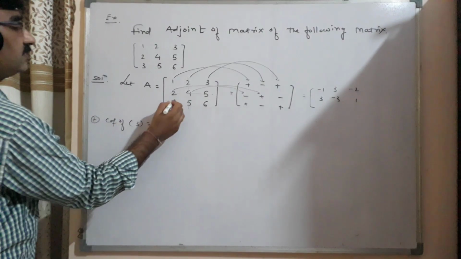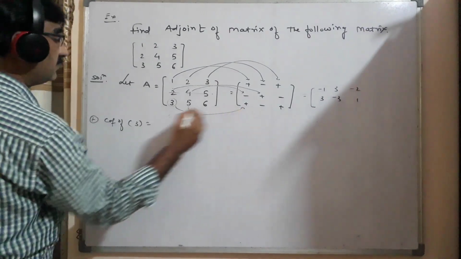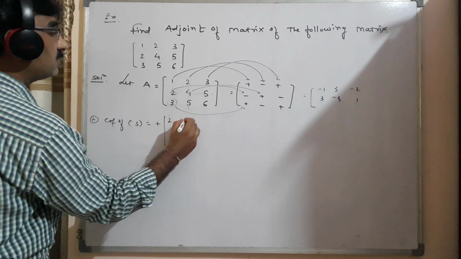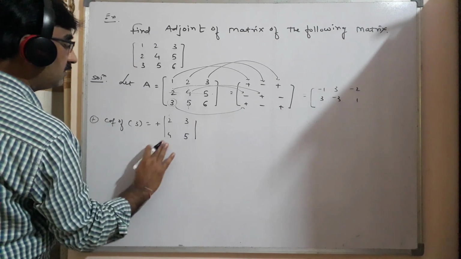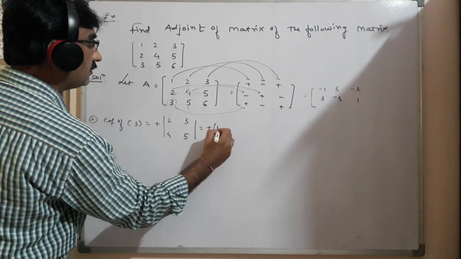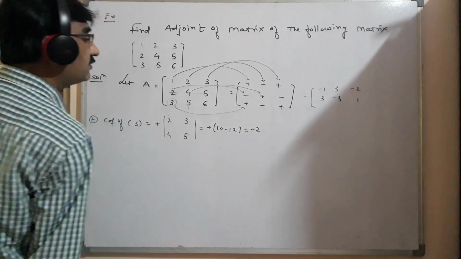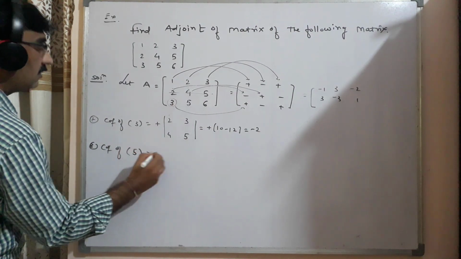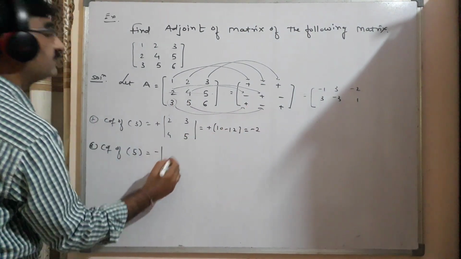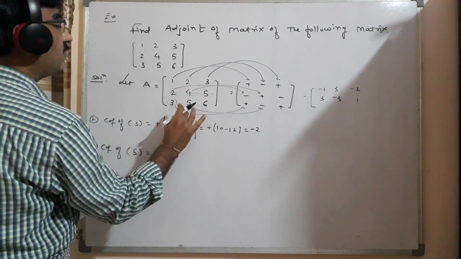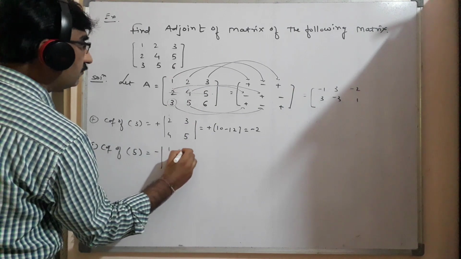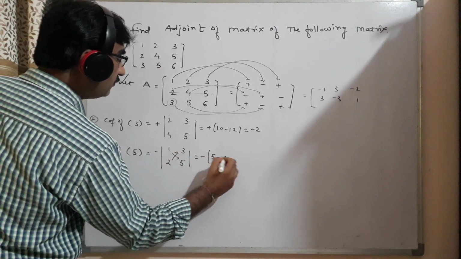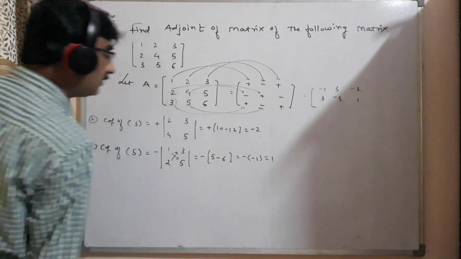Okay, now remaining cofactors here. Cofactor of 3 now. So first we see the sign of 3 is plus. Now drop the row and column in which 3 is present, that is 2, 3 and 4, 5. Take cross multiplication here, 10 minus 12, that is minus 2. Then cofactor of 5. The sign of 5 is minus. Now drop the row and column it is in. So what is remaining? 1, 3, 2, 5. So what we get? Take cross multiplication. 5 minus 6, minus of minus 1, that is 1.